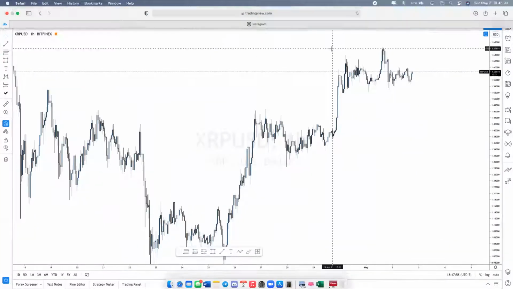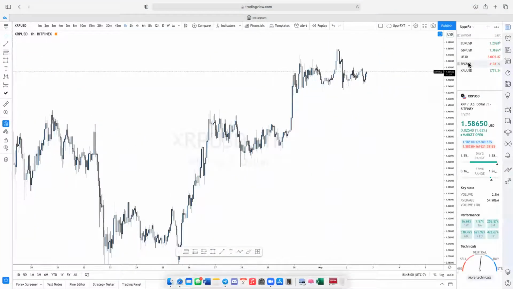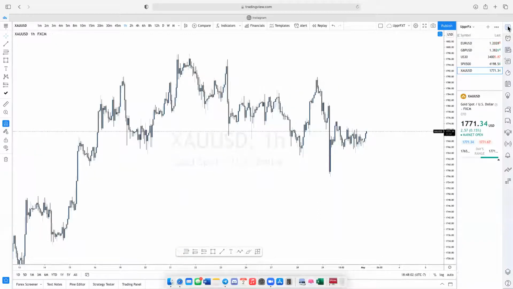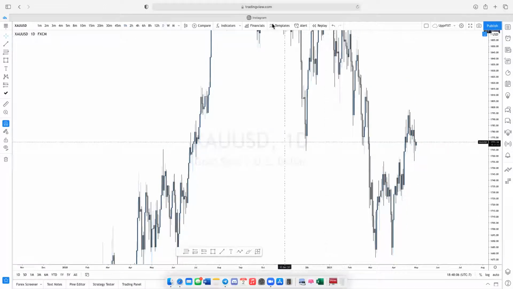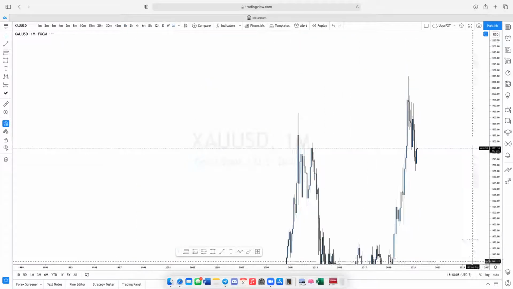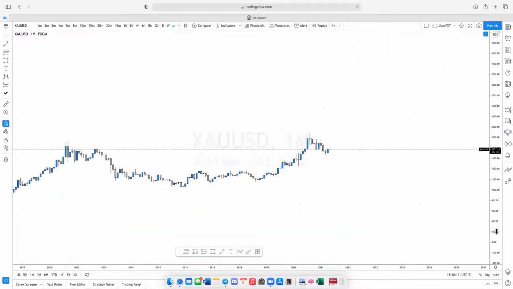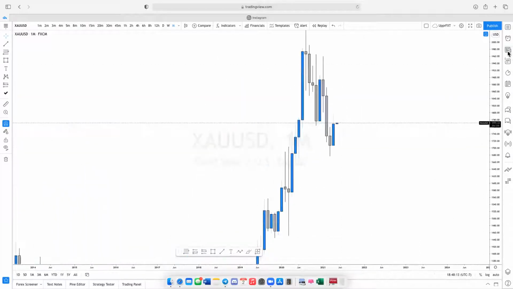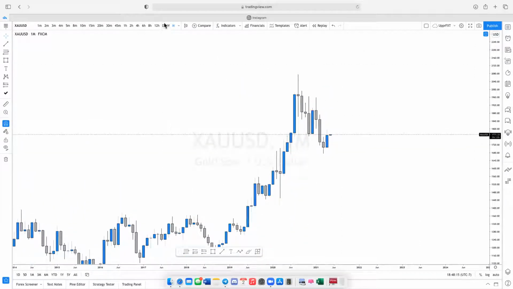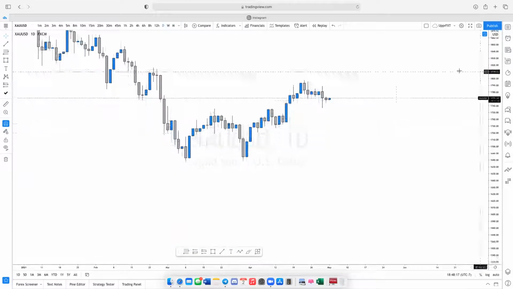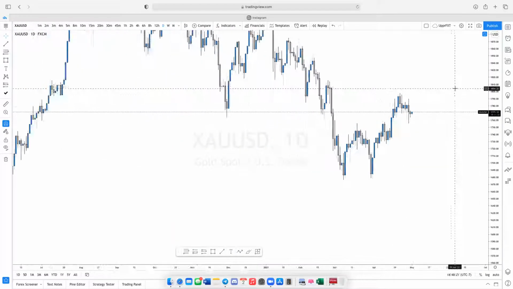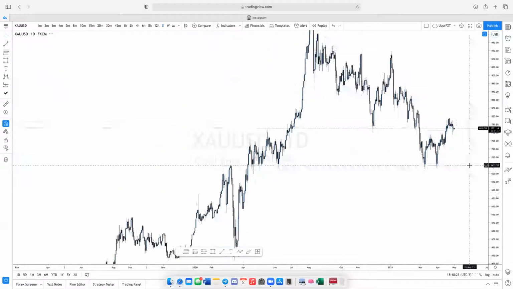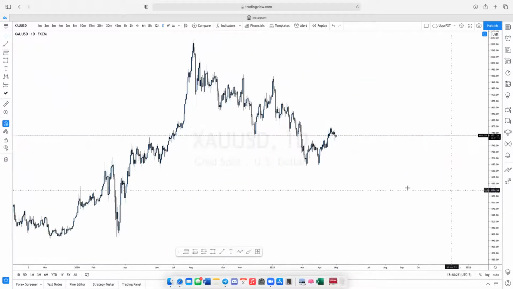All right, let's do one more. What time is it, 8:48? Okay, I'll do this last one. Let's go ahead and look at gold. Take a look at gold on the daily. Actually, let's take a look at the monthly. Overall bullish. I don't want to see too much. All right, let's go to the daily.